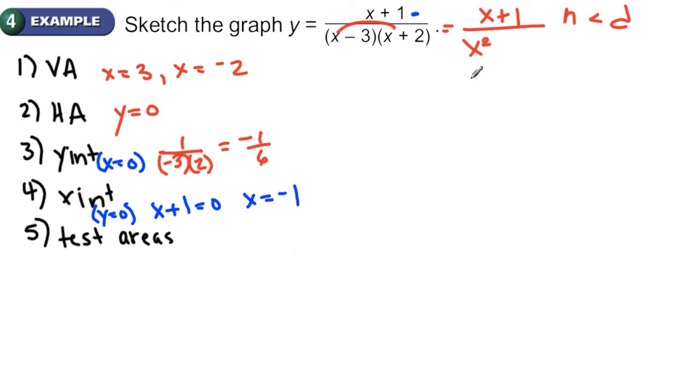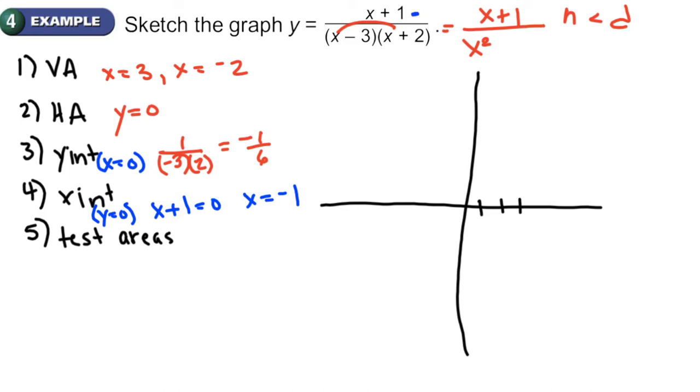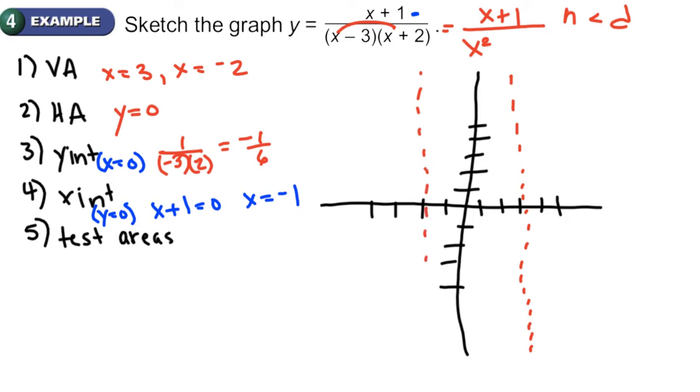Okay, let's go ahead and sketch this. And we're almost done, guys. Sorry, these are not pretty. Okay, so graphing all these. The vertical asymptotes are at 3 and -2 on the x-axis. And then the horizontal asymptote is y equals 0, so that's your x-axis. The y-intercept is at -1 over 6. The x-intercept is at -1.